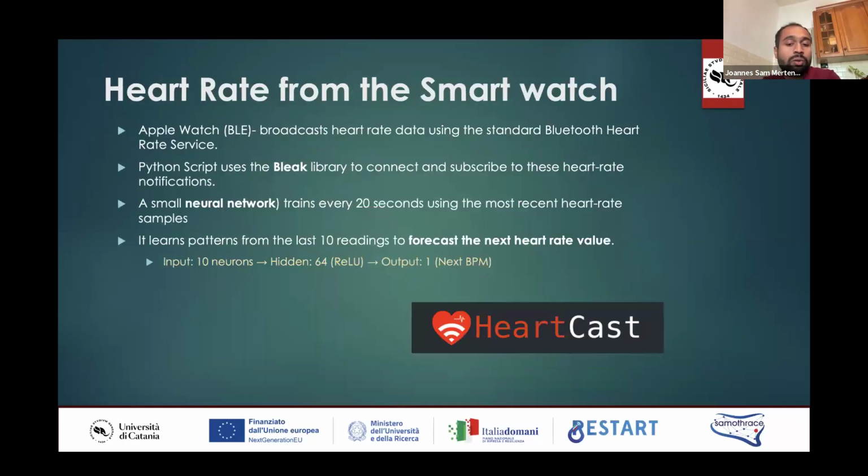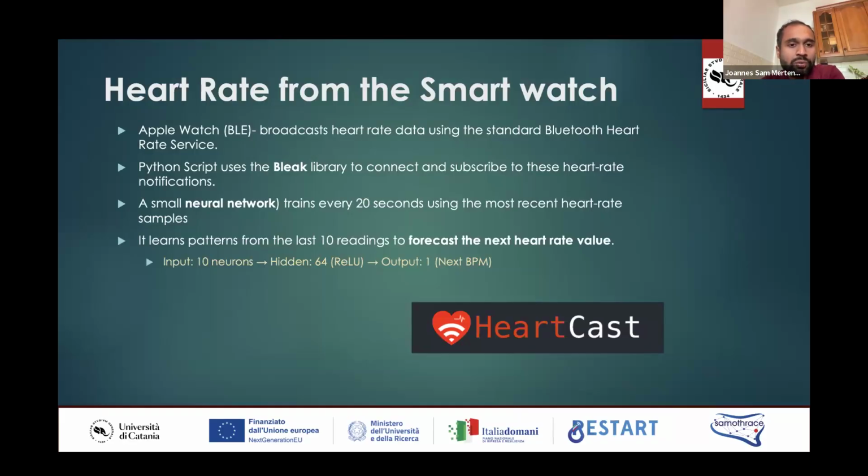And like I said, we used a data set for all this machine learning task, but we were also getting real data. We used this app called Heartcast, an app in the Apple Watch, to get the heart rate data. The watch will use Bluetooth Low Energy to broadcast the Bluetooth packets. So it uses the standard Bluetooth heart rate service, which is a standard service in the Apple Watch. And we used a simple Python script that uses a library called Bleak to subscribe to these notifications, to these Bluetooth packets.